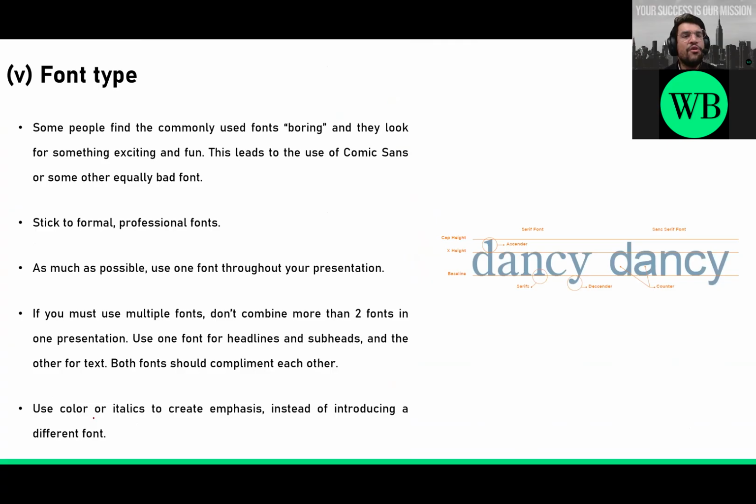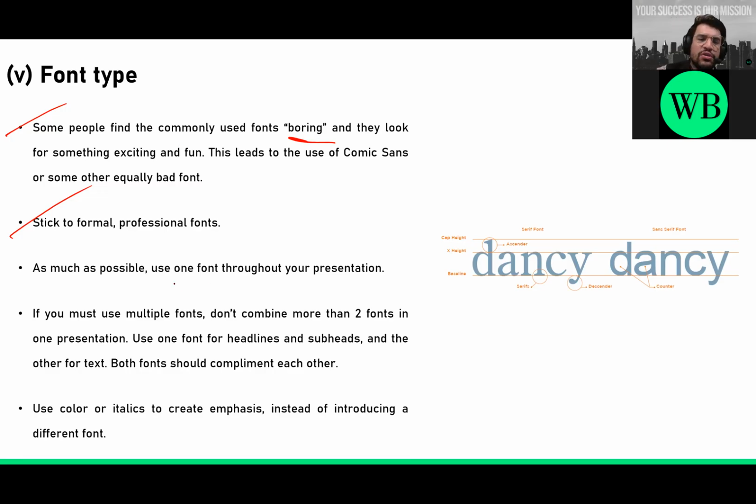Now, font type. Some people find commonly used fonts boring and they look for something exciting and fun. This leads to the use of Comic Sans or some other equally bad fonts, right? They want to make it exciting in some way. Now, don't do that for your business presentation. Stick to formal professional fonts as much as possible.